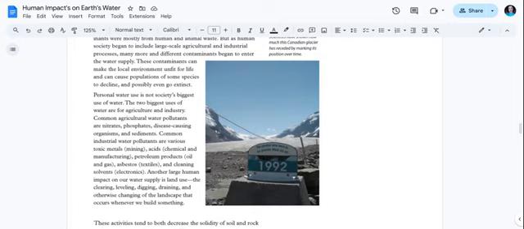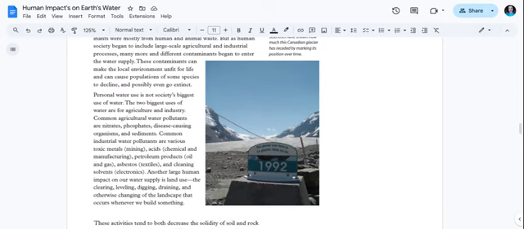Personal water use is not society's biggest use of water. The two biggest uses of water are for agriculture and industry. Common agricultural water pollutants are nitrates, phosphates, disease-causing organisms, and sediments. Common industrial water pollutants are various toxic metals from mining, acids from chemistry and manufacturing, petroleum products, those come from working with oil and gas, asbestos, that comes from working with textiles, and cleaning solvents, that comes from working with electronics.